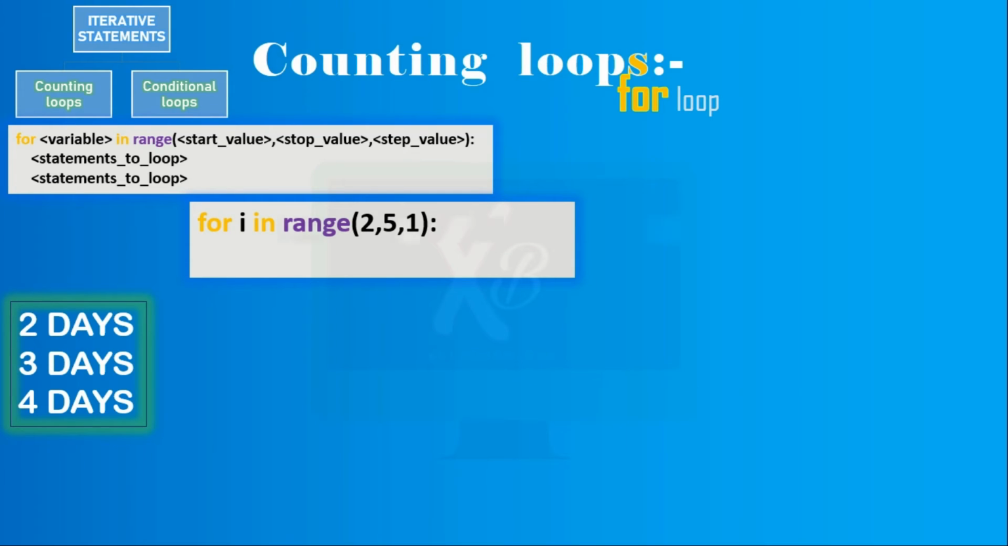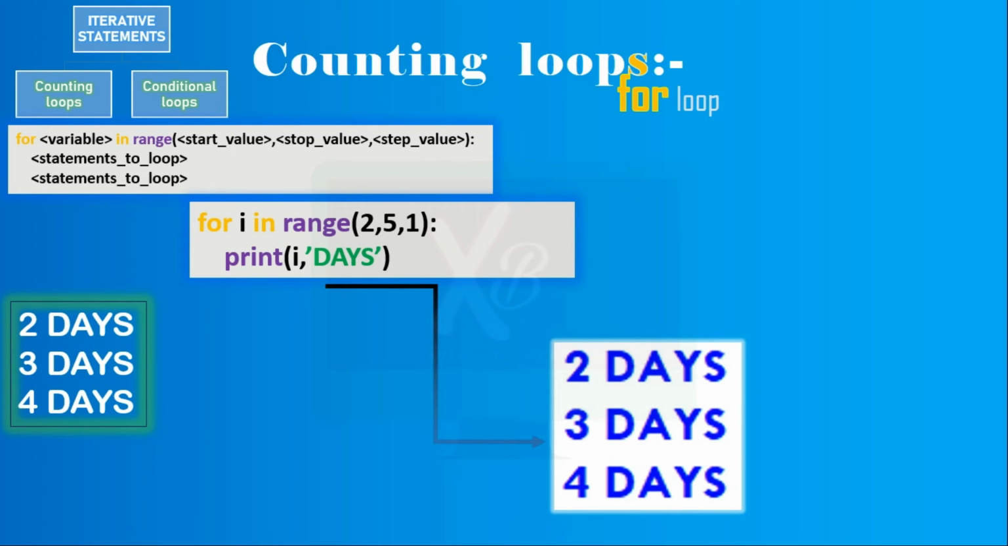So 2 3 4, and the step value is 1 always, and then I'm going to print i comma, in apostrophes the string days. You know how to separate 2 data types and data values. We discussed that in the first ever Python video of this series. You can check that link in the description, or you can find the i button right over there. This in turn would give me the output: 2 days, 3 days, and 4 days.